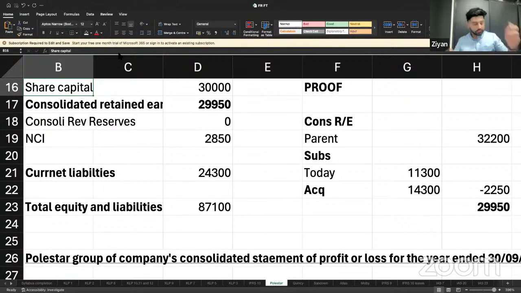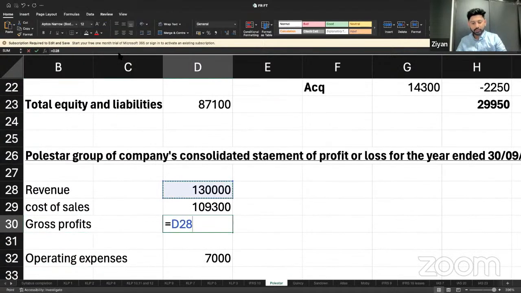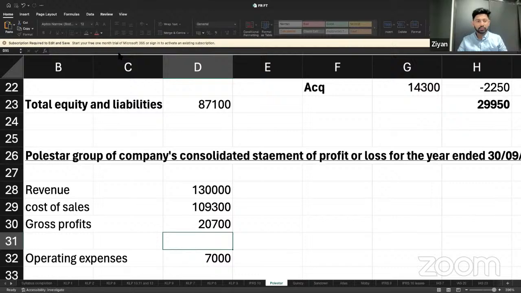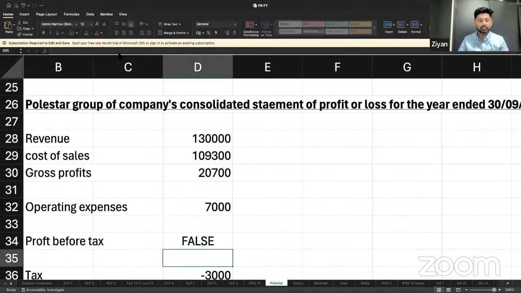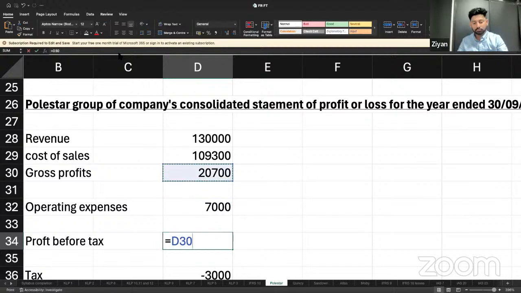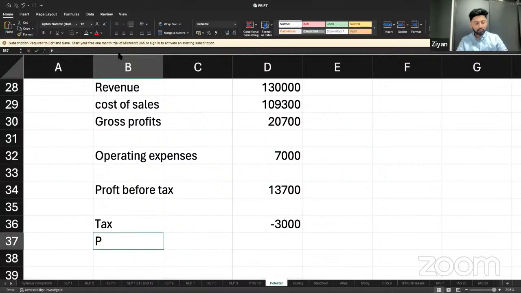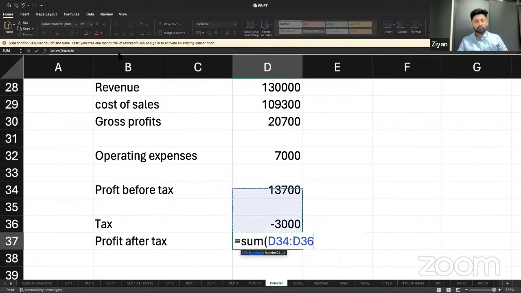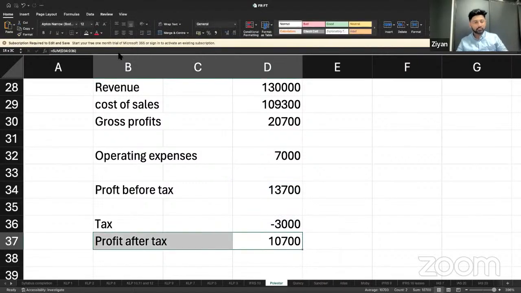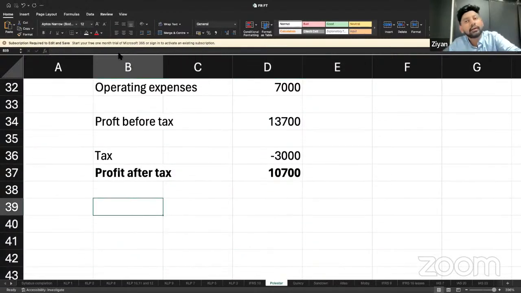Okay, latter part of it, very straightforward. I have this to do. Already done this minus this, 2,700, equals this minus this, 13,700. And then I have my profit after tax, which would be equals sum 10,700. But am I done? Am I done?